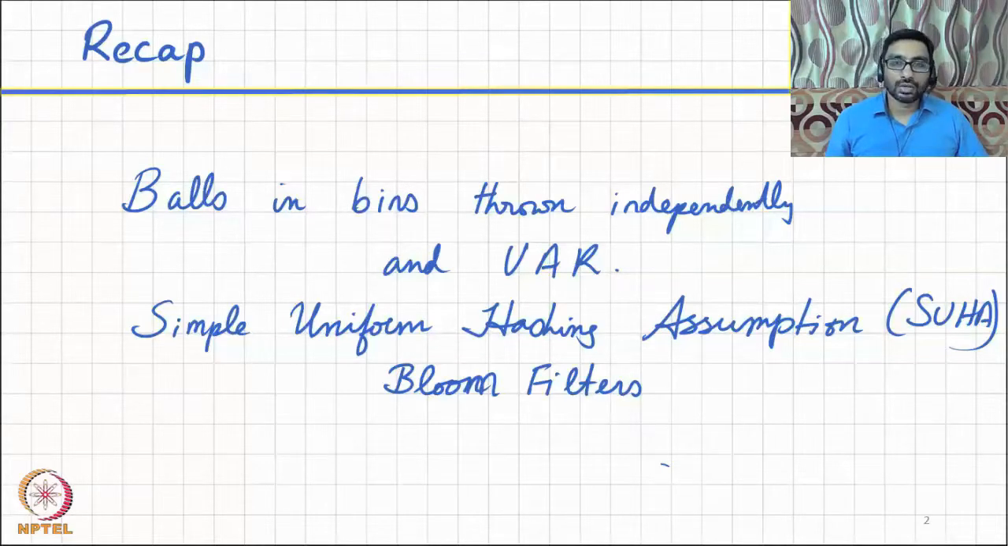is thrown into a bin that is chosen uniformly at random, and the choice of bins are mutually independent of each other. And we used this balls and bins framework to analyze hashing, and we typically made the simple uniform hashing assumption. We assumed that when an item gets hashed, it's placed in a location that's chosen uniformly at random from all the possible hash locations.